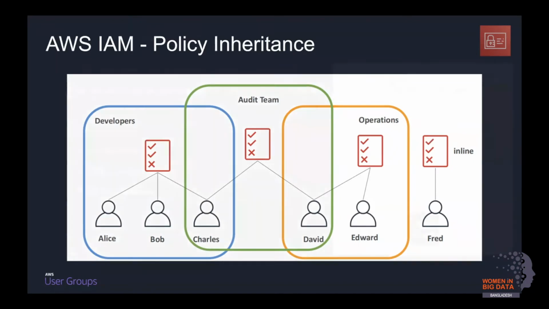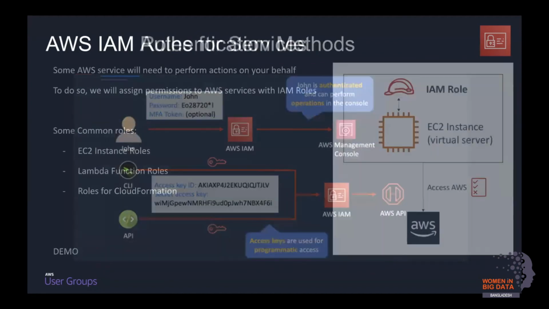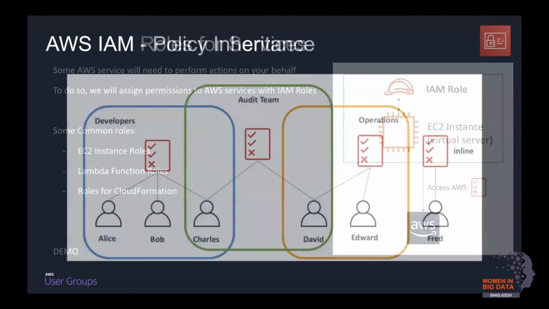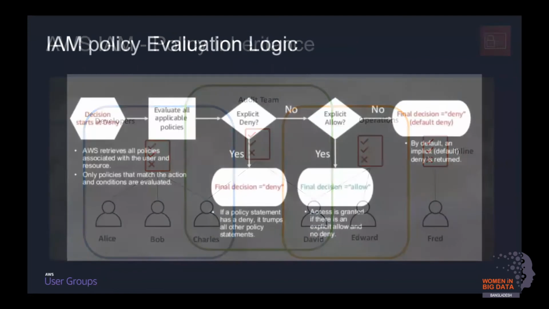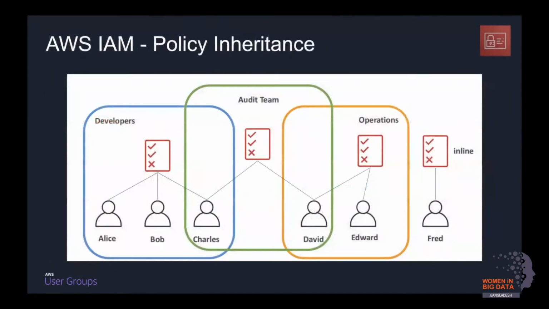How? Because if you see this evaluation structure, by default, explicit deny is the first thing which gets evaluated. So if you see there is an EC2 deny, it won't even allow the user to launch an EC2 instance. So do remember that this is a very important thing where most people make mistakes.